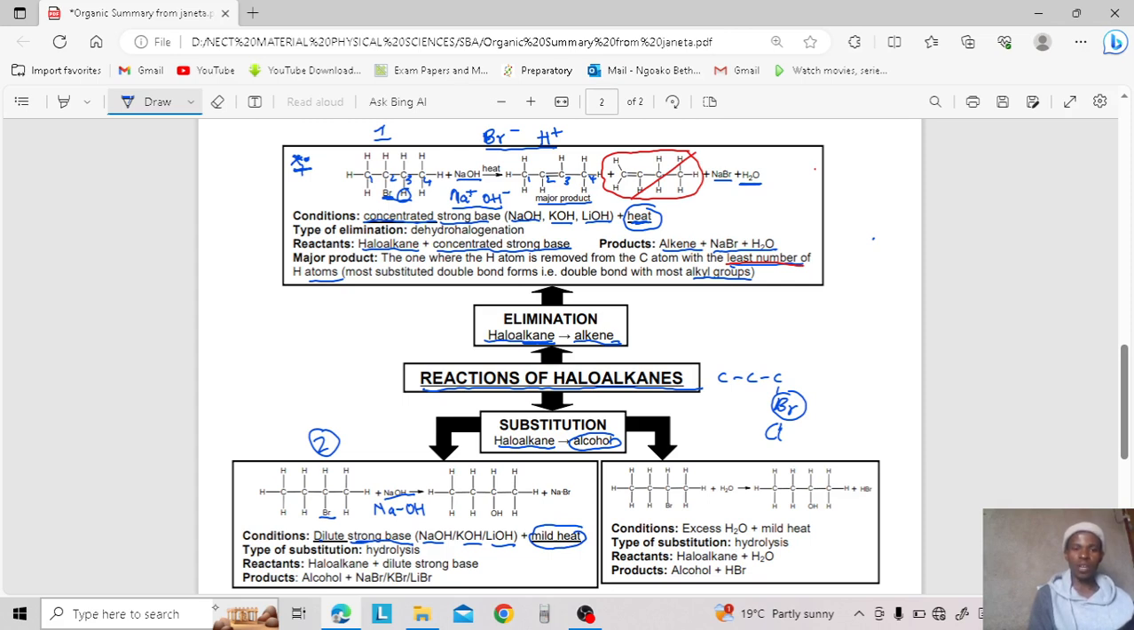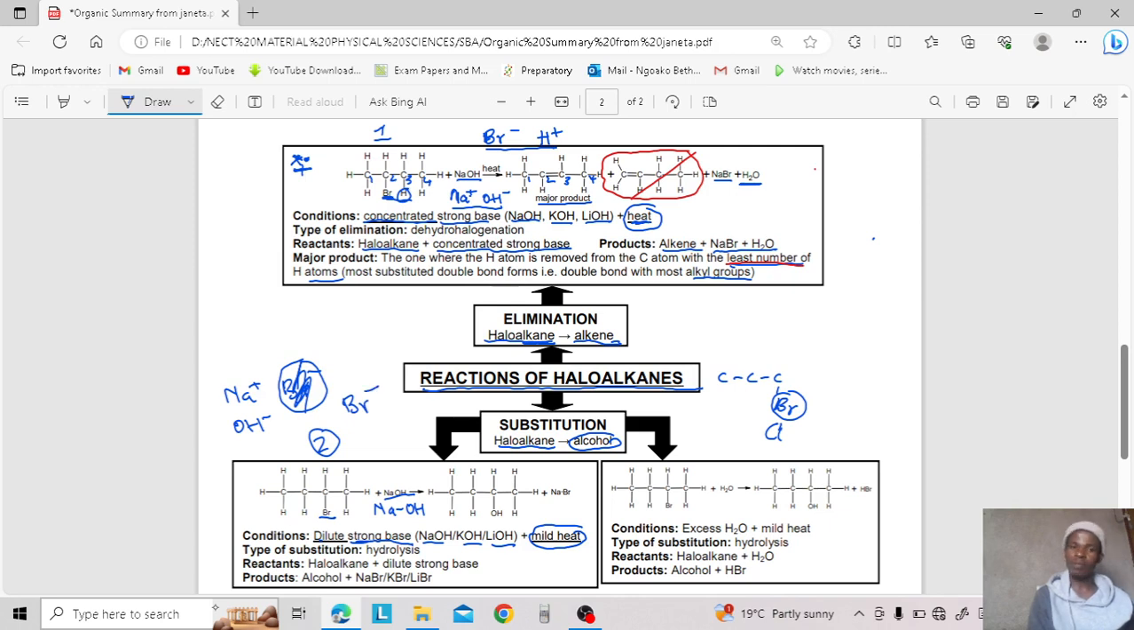We're running a substitution reaction. In this case, the NaOH dissociates into Na plus and OH minus. The Br, by its nature, is in group number 7, so it is Br minus.